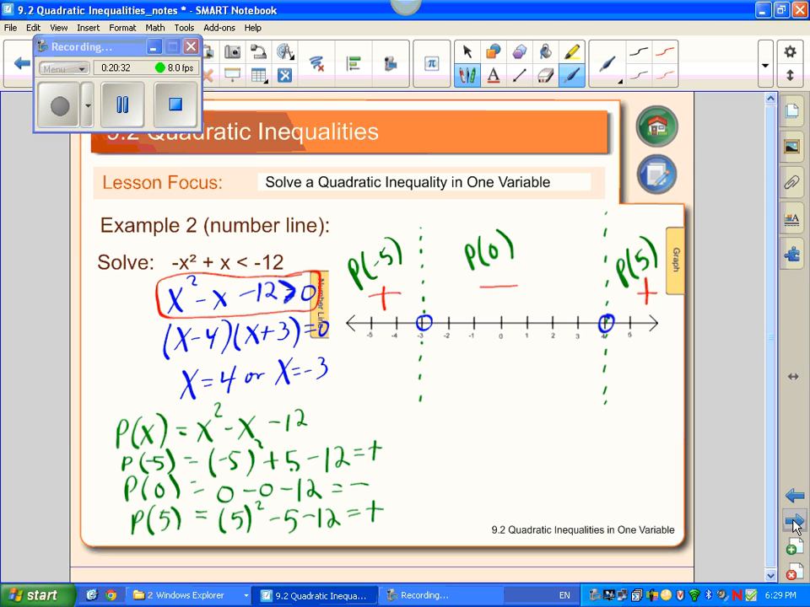So where are these positive? Positive here. And it's positive here. So this blue gives me my number line. My inequality statement would be where x is less than -3, or any value where x is greater than 4. Sorry about that mistake. That's a little rough, so maybe when we do another question, it'll be a little bit smoother.